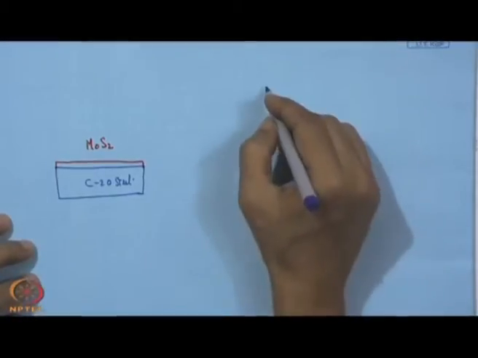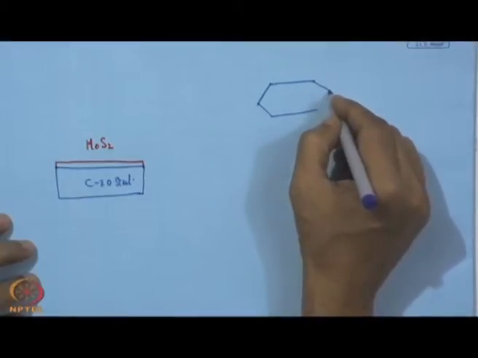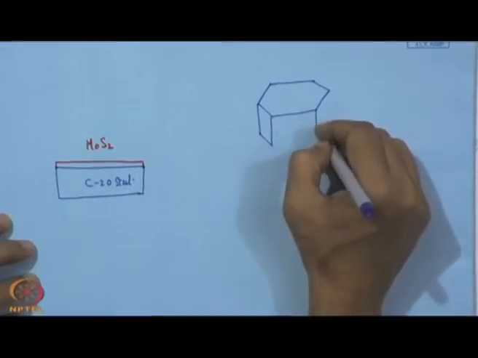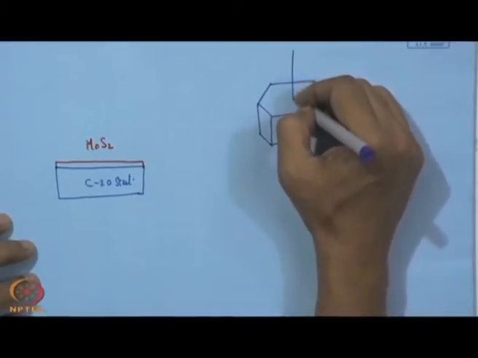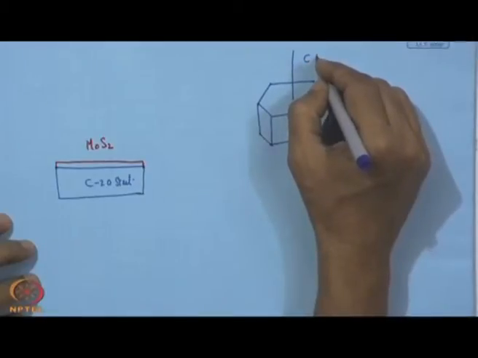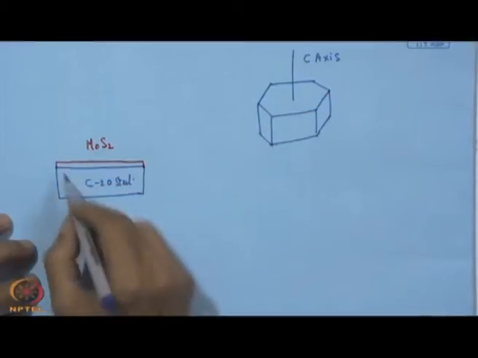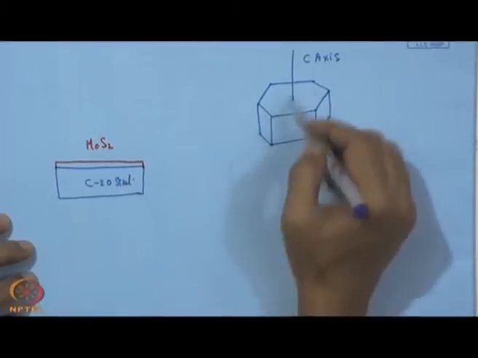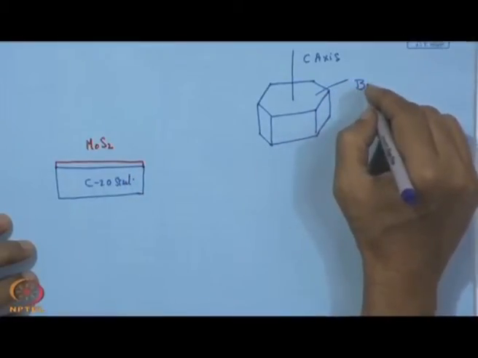So, let us look at what it means if we put this hexagon like this. This is one way of showing. So, that means here this axis, what we call the C axis, is perpendicular to the surface of the substrate. So, this is one situation. This C axis is perpendicular to the substrate, and we call this the basal plane.